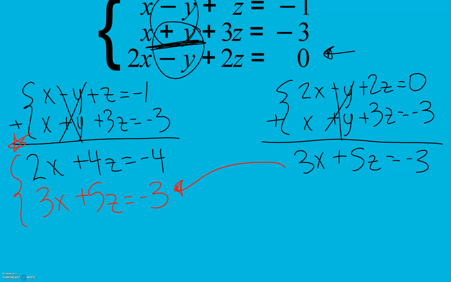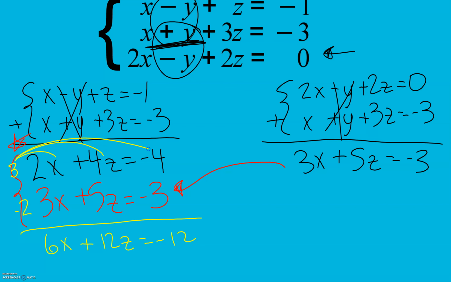I don't have opposites, but I can get some. 2 and 3 both go to 6. So I'm going to multiply the top by 3, the bottom by -2. Remember, we want opposites, so I need opposite signs there too. 6x plus 12z equals negative 12. We distribute it all the way through. Minus 6x minus 10z equals positive 6. Distribute it all the way through.